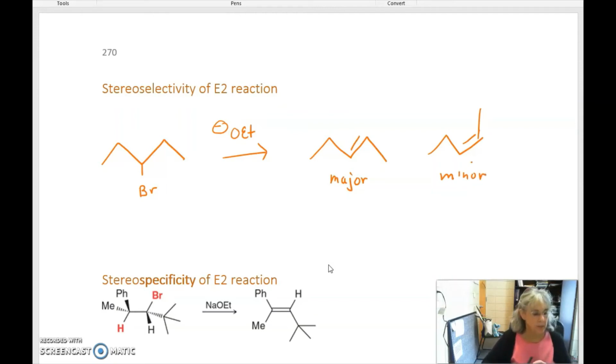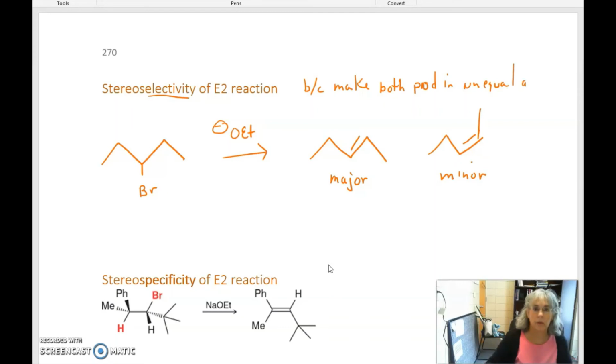Okay. So we say stereoselective because it makes both products in unequal amounts. That's why it's selective. We can have stereospecific, and that'll be in the next video.